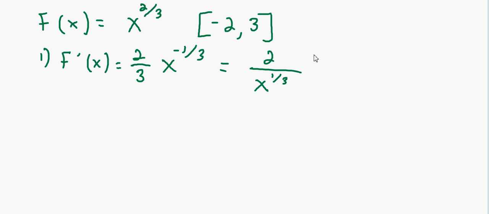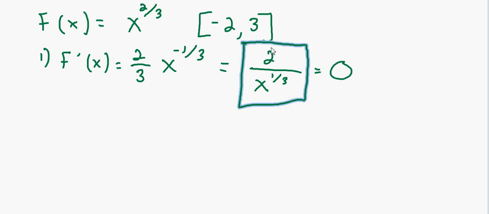Now, we're trying to find critical numbers, so we want to find out where is this thing equal to 0 and where is it undefined. Well, if we set it equal to 0, we're going to find out that no matter what x value you choose, this thing's never going to equal 0. However, this derivative right here is undefined when the denominator is 0, and that happens when x is 0. So our critical number, the only critical number we have, is x equals 0.